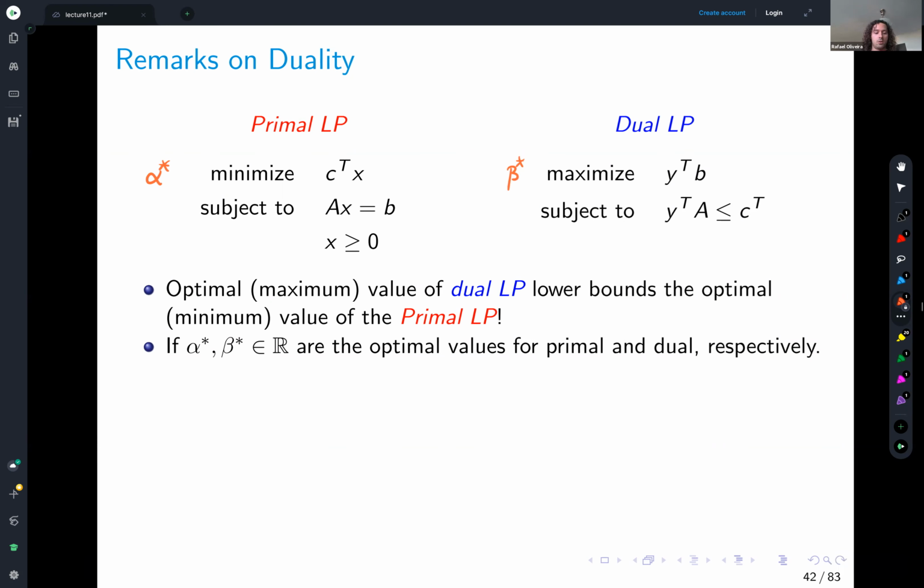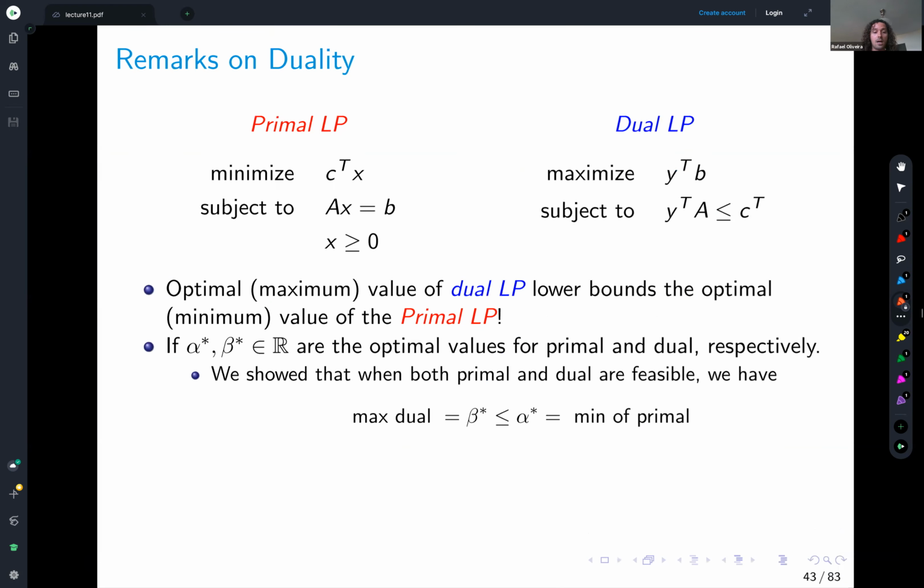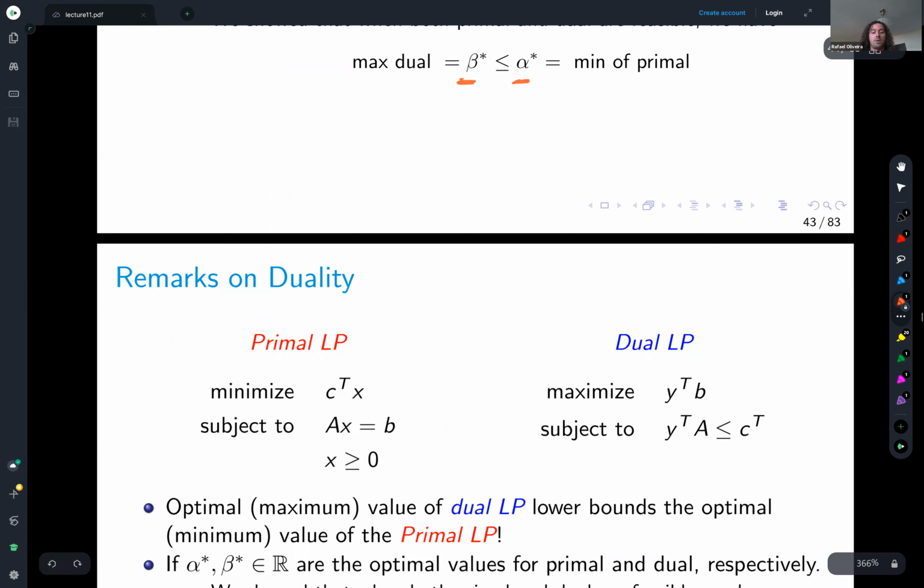Now, what we showed is that when both primal and dual are feasible, the maximum of the dual, which is beta star, is less than or equal to alpha star, which is the minimum of the primal. Now you may be wondering, does equality actually hold? And that's the content of the strong duality for linear programming, which we're going to discuss next.